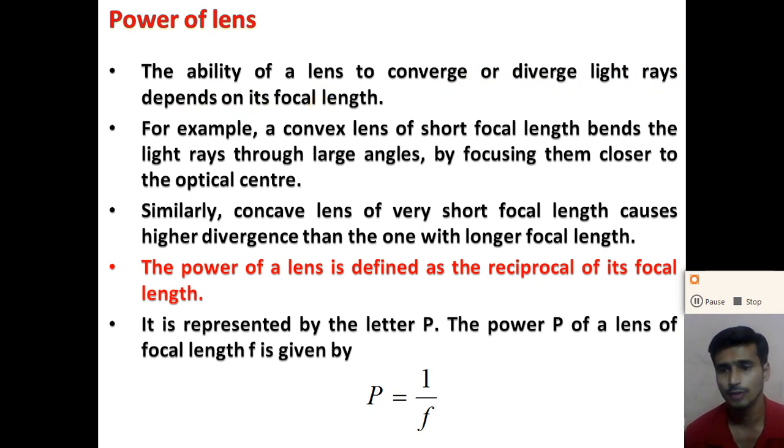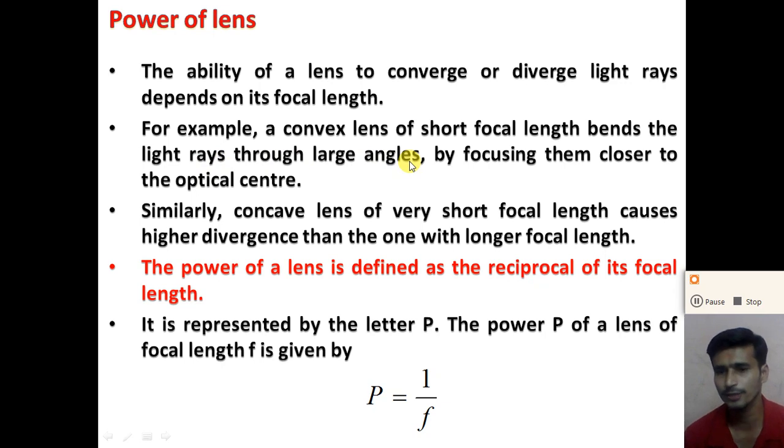To what extent the rays of light are converged at one point, or appear to diverge from a point, depends on the focal length of the lens. So the ability of the lens to converge or diverge the light rays depends on its focal length. For example, a convex lens of a short focal length bends the light rays through a large angle.